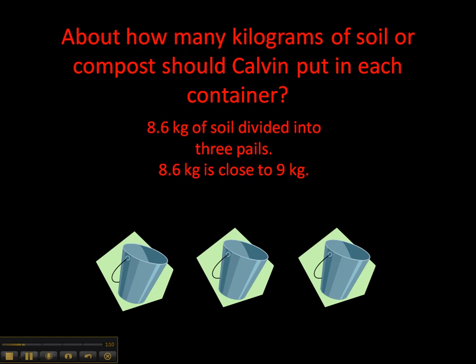8.6 is difficult to divide by 3 in your head, but 9 isn't so bad. So Calvin rounds up to 9 kilograms, and he divides 9 by 3, and that gives him 3. So he knows that about 3 kilograms of soil will go into each pail. Now, he rounded up, so it's going to be slightly less than 3, but it's close enough, and he doesn't have to go get the calculator.